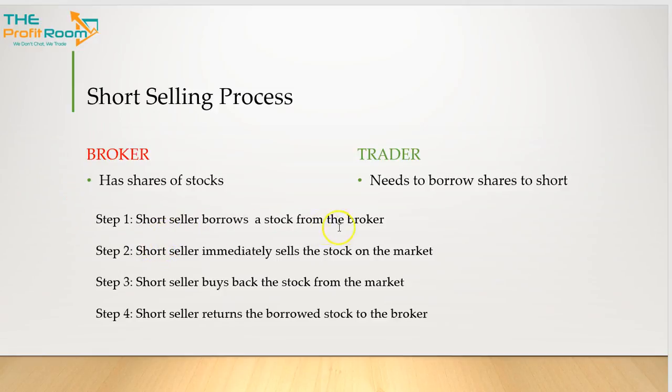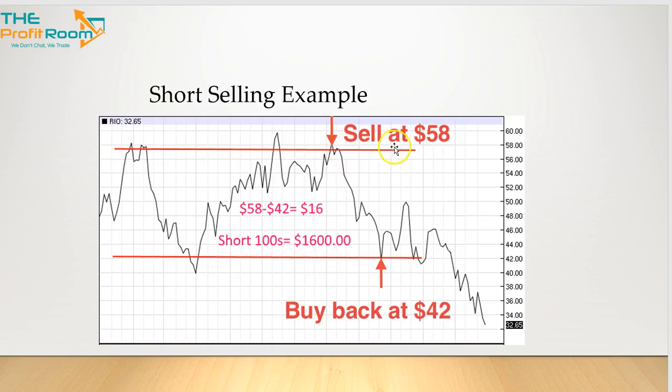We, as short sellers, borrow from the broker. We immediately sell the stock on the open market. So we short here at 58. We borrow 100 shares at $58 from our broker. And we anticipate it going down. Once the stock comes down, we buy it back at $42.